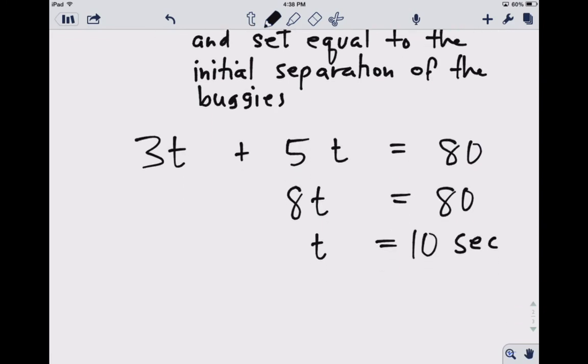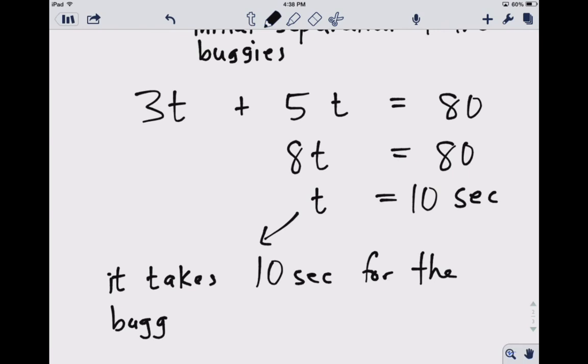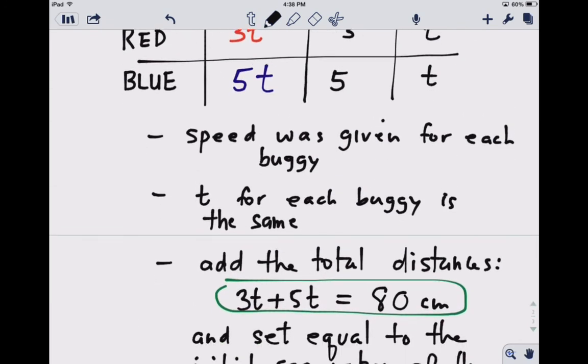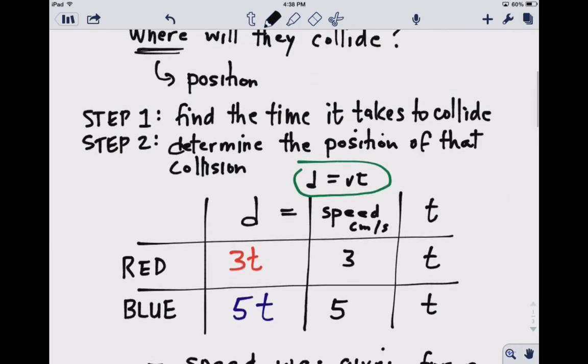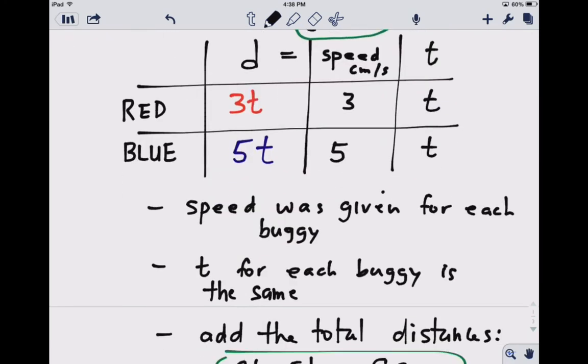And what this tells us is that it takes 10 seconds for the buggies to collide. Remember, that was step 1. If we go all the way back up to my notes here, we wanted to find the time it takes to collide. So all of this was step 1.